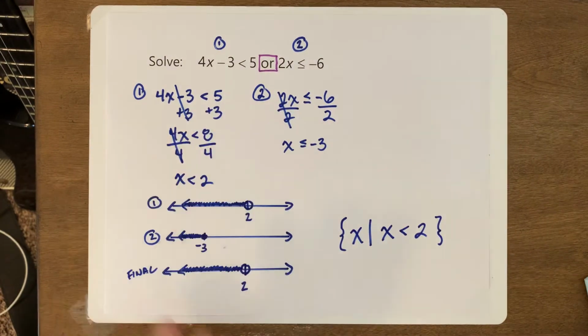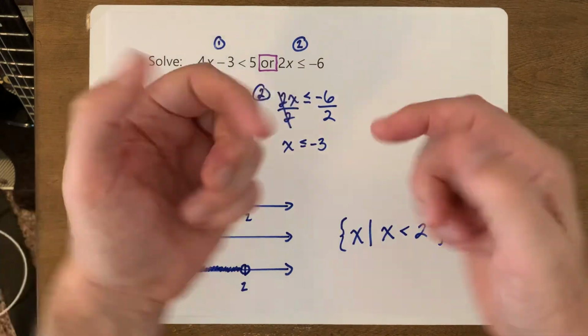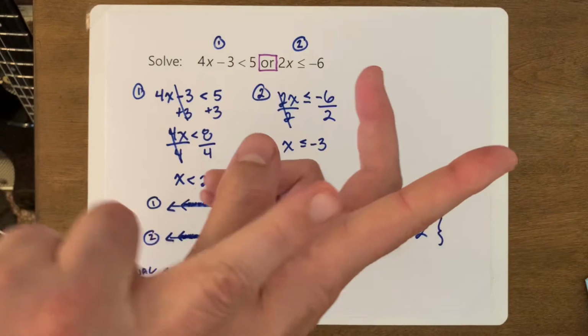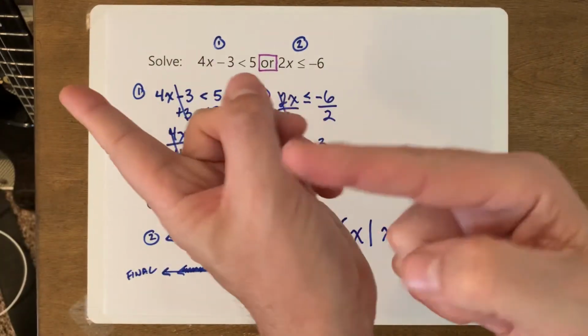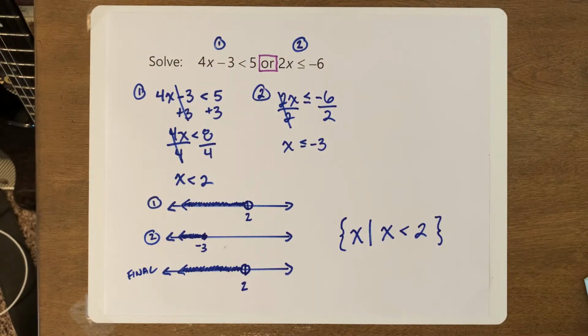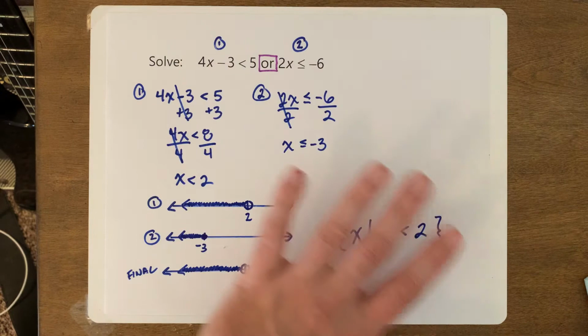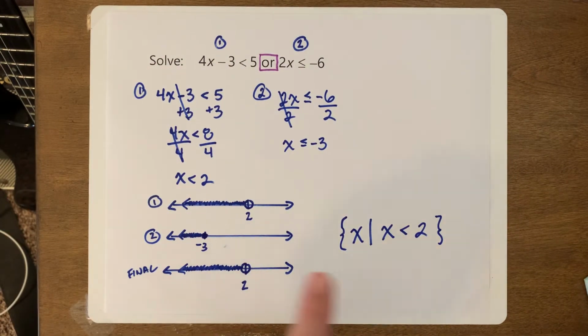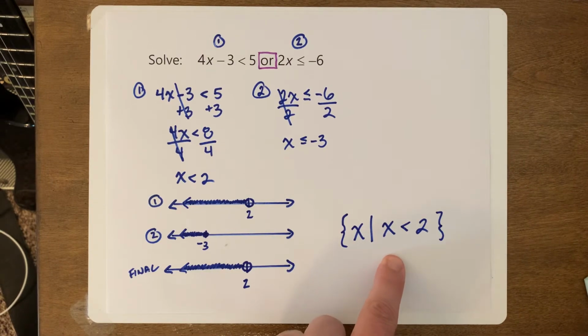Again, these can look like anything. Sometimes they look like this. Sometimes they go apart from each other. Sometimes they both go in the same direction. Sometimes there's open circles. Sometimes there's closed circles. You just have to take each one, do the process, think through it, analyze it, and you should get the correct graph and the correct set builder notation for your final answer.